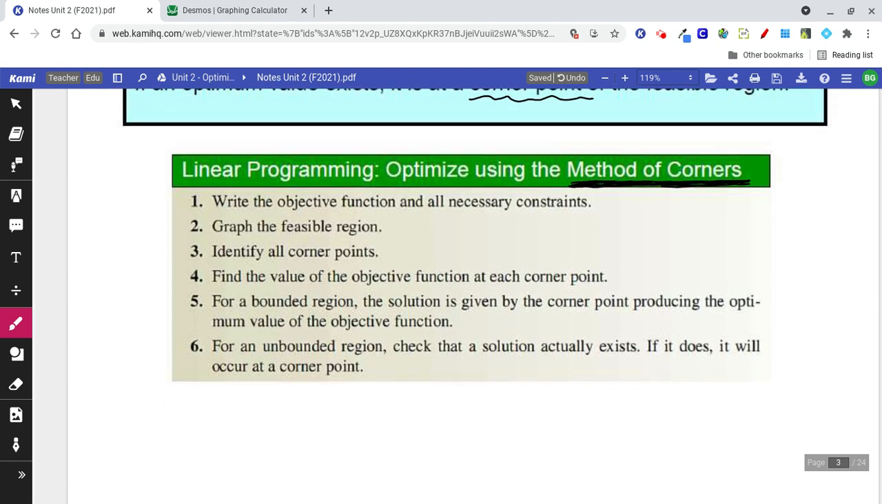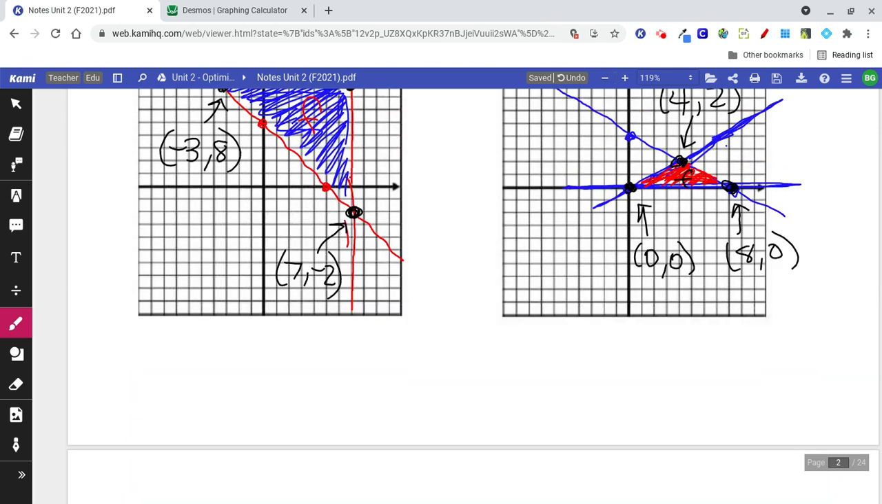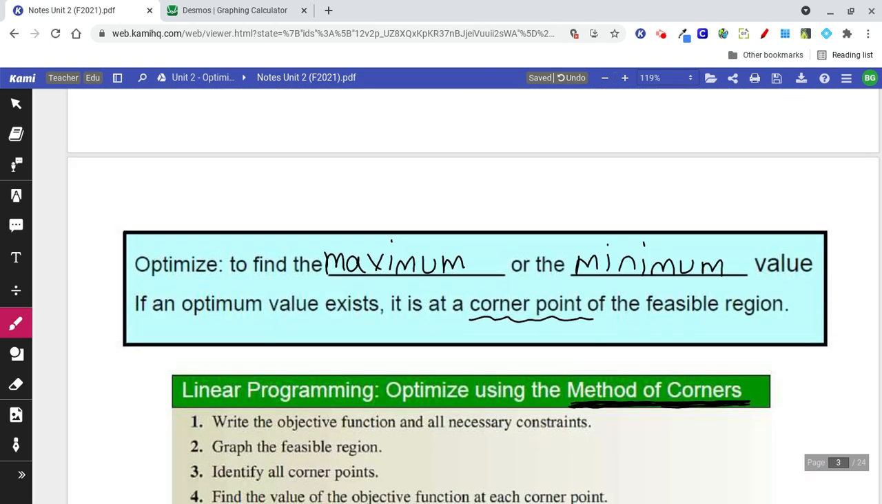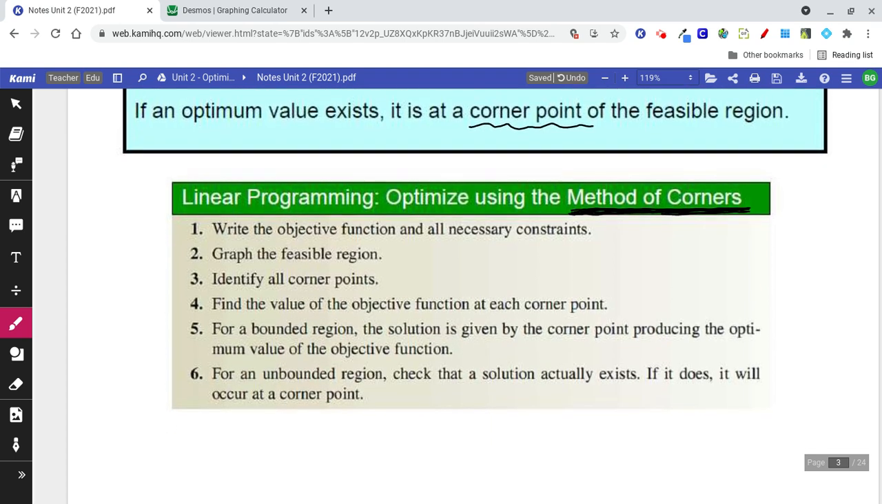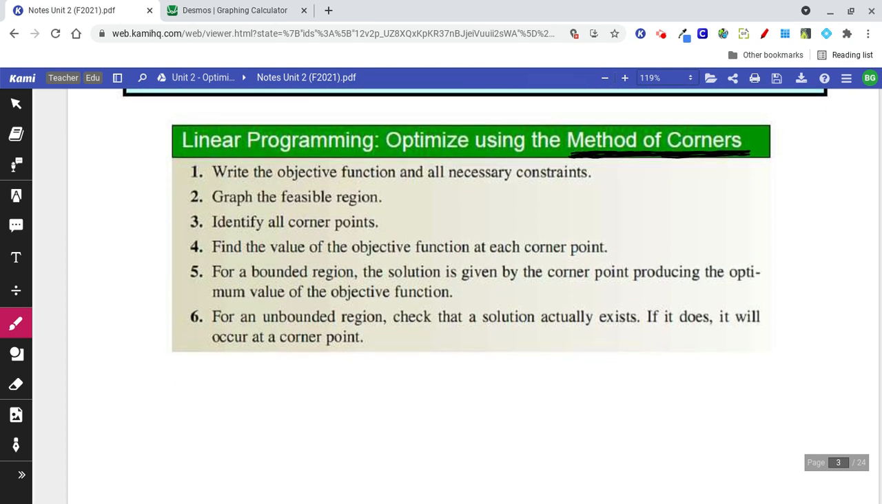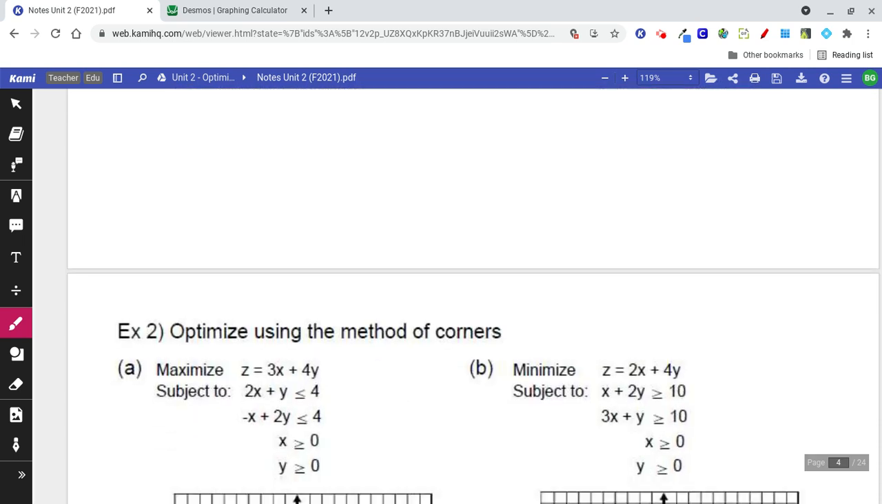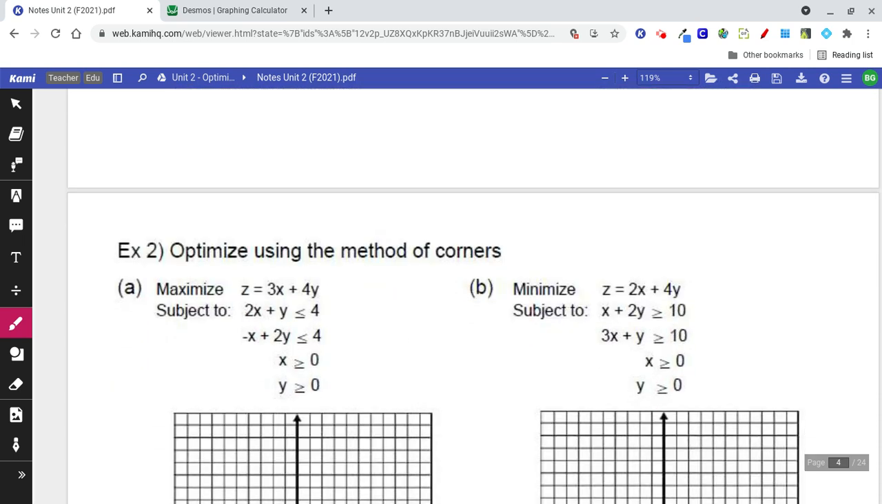To graph the feasible region and identify the corner points. That's what we did. And then, actually, you know what? I just told you wrong. I haven't shown you any problems with the objective function yet. Objective function is going to be this.